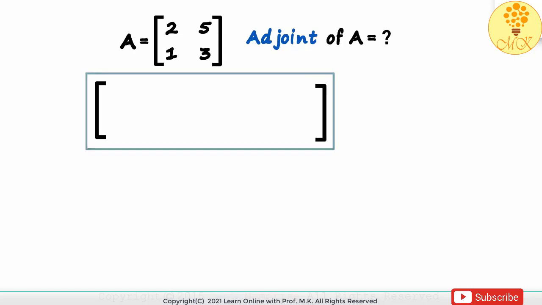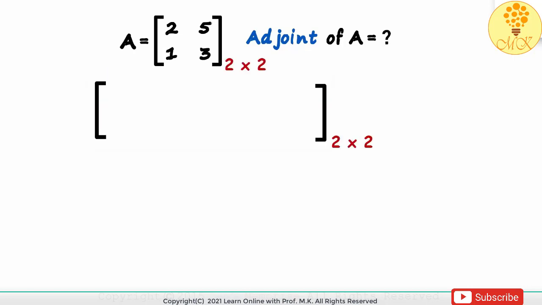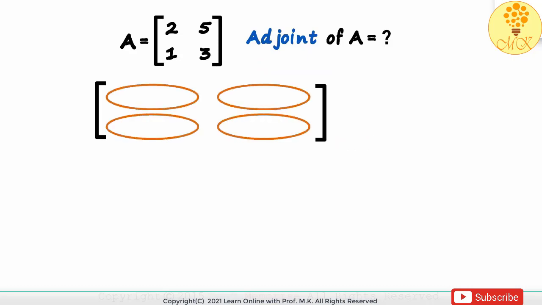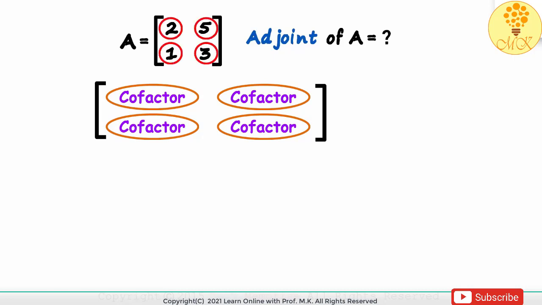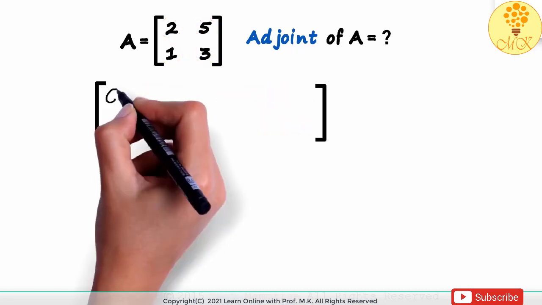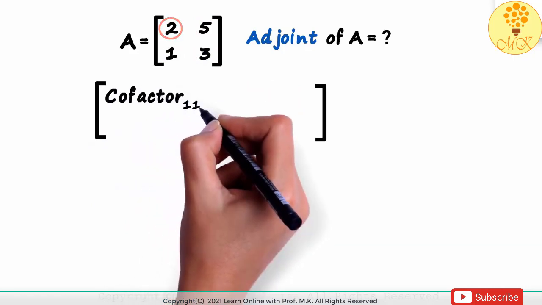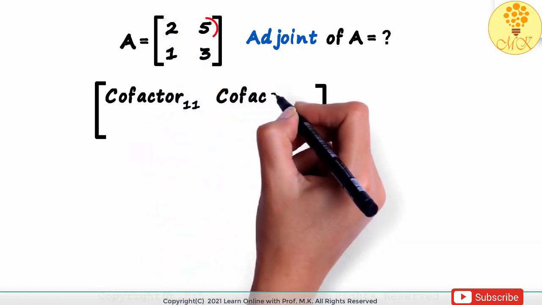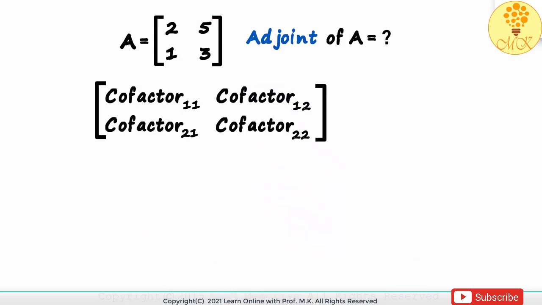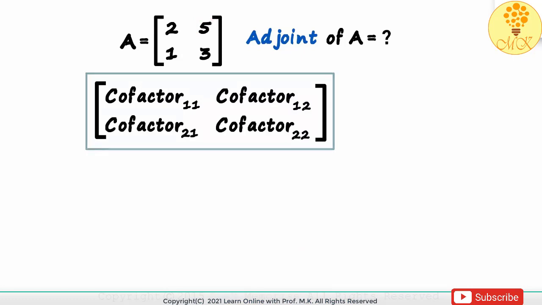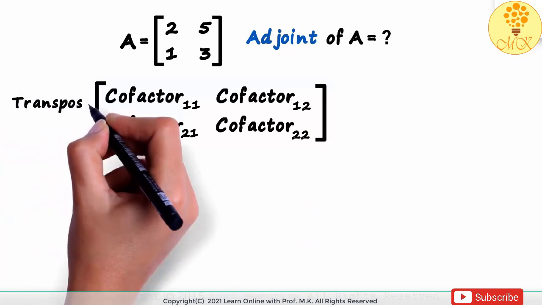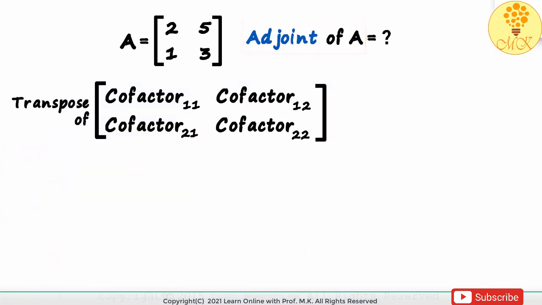What is this matrix? It will be of the same order as the original matrix. So we need to find the 4 elements here. Each element will be the cofactor of the corresponding element from the original matrix. So here we will have the cofactor of the 1/1th element. Here we will have the cofactor of the 1/2th element, and so on. Once this matrix is done, we need to find its transpose, and that will give us the adjoint of A.